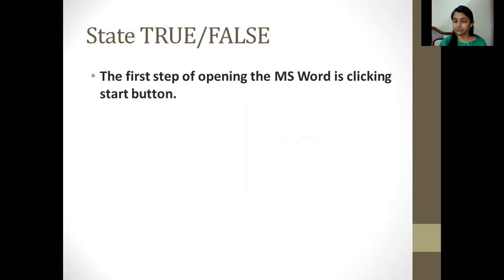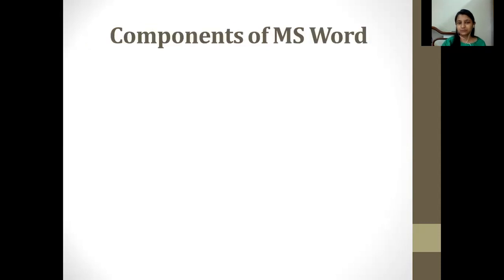So here's another question in front of you. The first step of opening the file is clicking the start button. So what do you think? How are we opening MS Word? Like, what is the first step? I just told you recently. First of all, what we do is we go to, yes, the left hand side bottom. That is the start button. Excellent. You all have given the right answer. The statement is true that the first step for opening MS Word is clicking the start button. Okay, very good. Excellent. Let's move further.